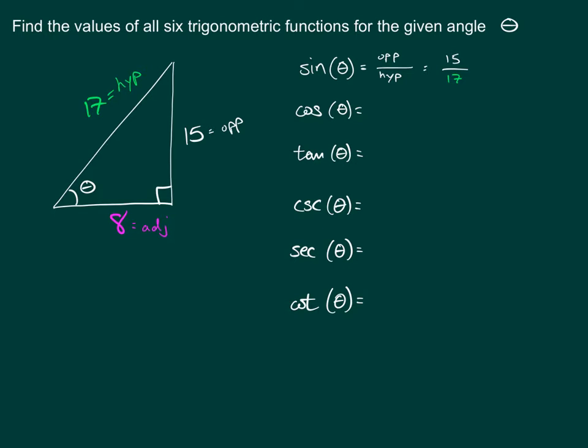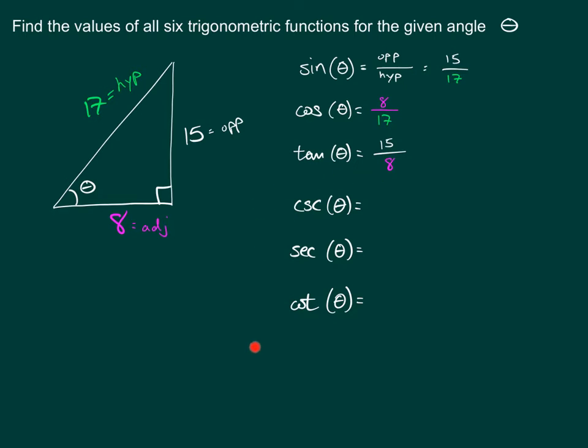And we can do this for cosine with adjacent over hypotenuse and get 8 over 17, as the adjacent side is length 8 and the hypotenuse is length 17. And we can also do this for the tangent of theta, and that is the opposite over the adjacent. So the measure of tangent of theta for this triangle would be 15 over 8.